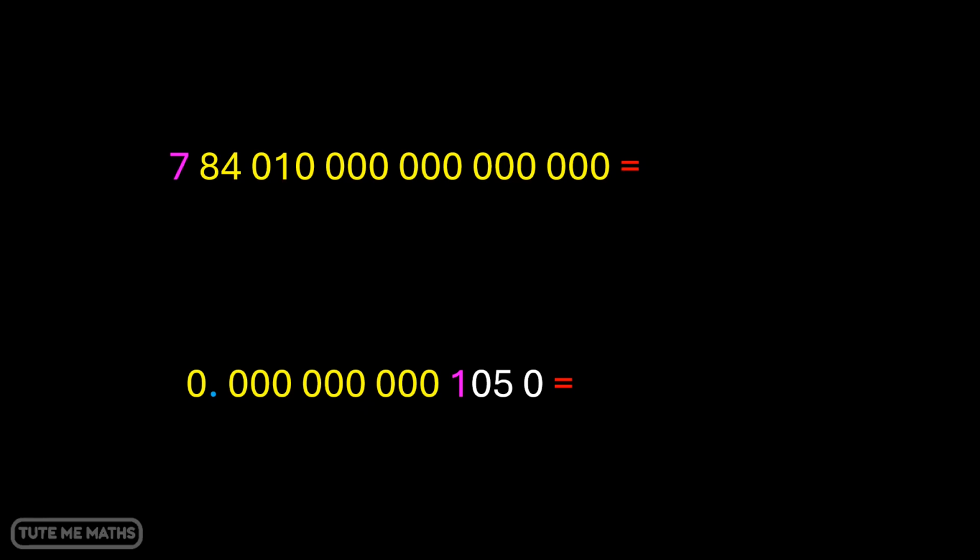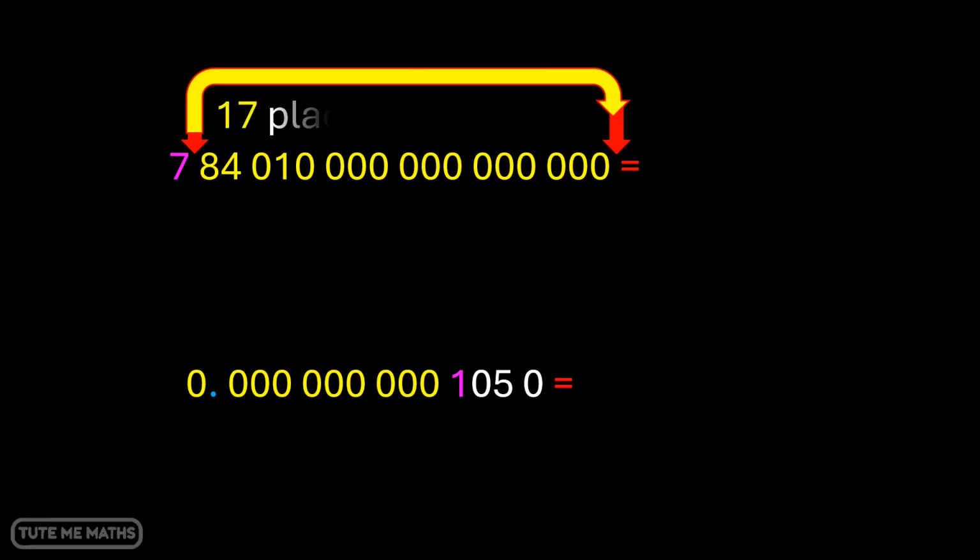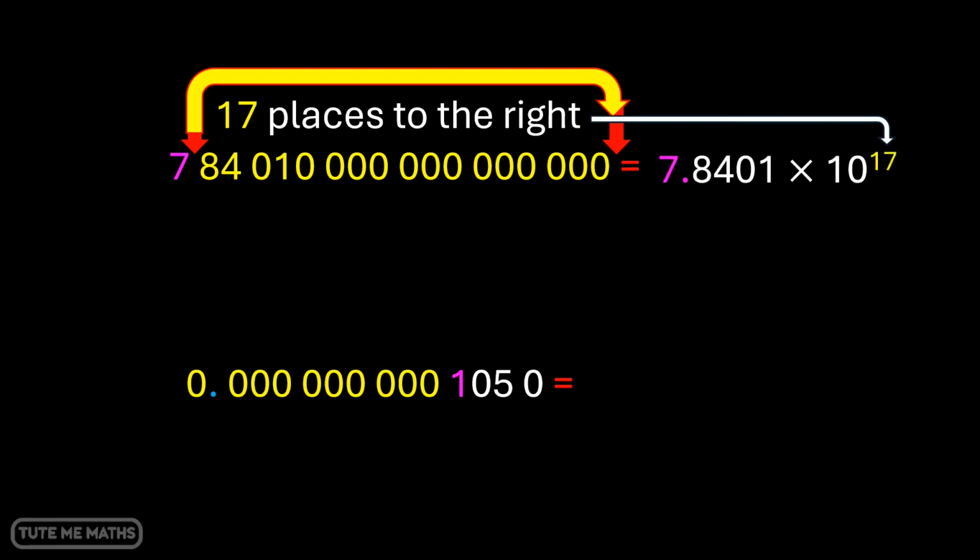You should immediately realize that the first number is more than 10, so its power of 10 will be positive, whereas the second one is less than 1, it's a decimal, so its power will be negative. Now we just need to figure out the values of the powers by counting the digits between the original position of the decimal point and its new position, which is always after the first digit that isn't a 0. Here, 17 digits this time, so our number, written in scientific notation, is 7.8401 multiplied by 10 to the power of 17.